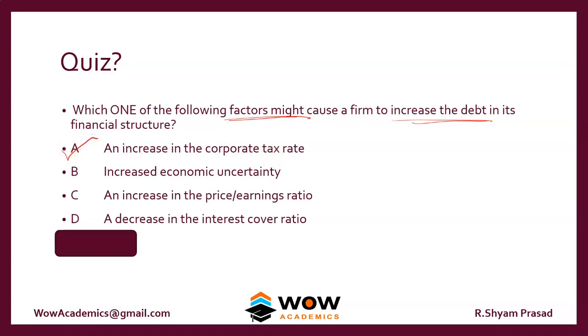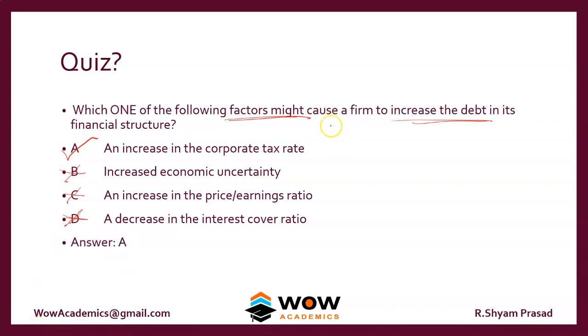it will give us more interest tax benefit. Increase in economic uncertainty, no. An increase in the PE ratio, this is only applicable for a share. A decrease in the interest coverage ratio, no, this will actually demotivate the company to raise more debt. So the answer should be A. So that's how the question works.